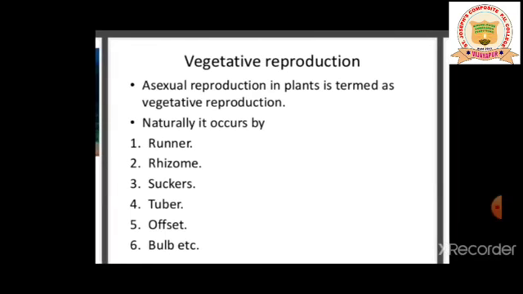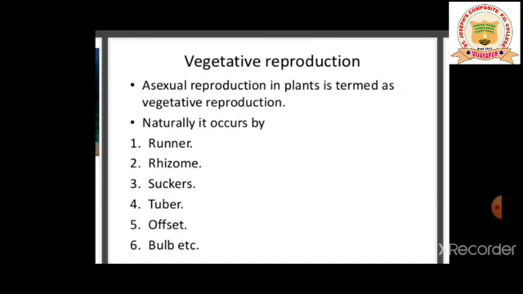Now, when we have seen asexual reproduction in the case of a unicellular organism, in the same way, let me tell you about asexual reproduction which is carried out in plants. So asexual reproduction in plants is termed vegetative propagation or vegetative reproduction. Vegetative reproduction in plants is carried out by forming vegetative propagules.